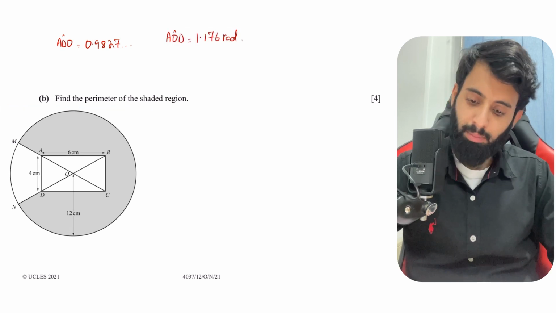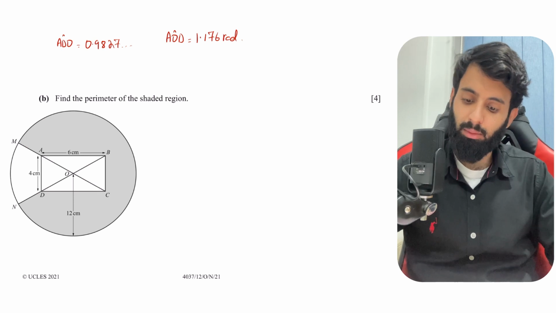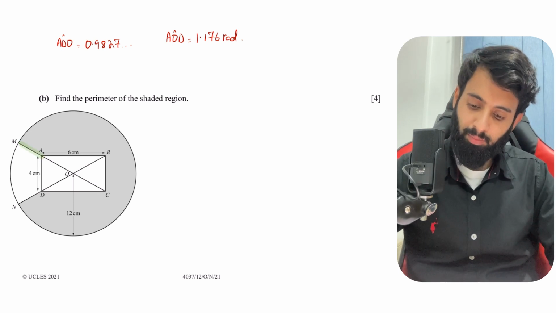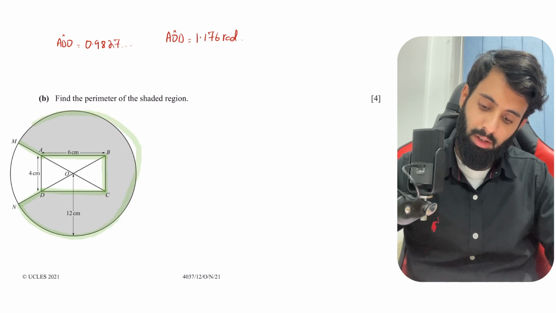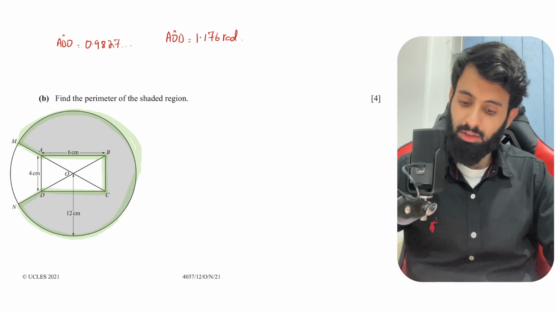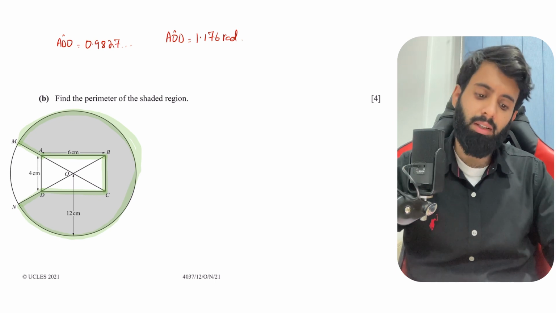Now, perimeter of the shaded region means let's first identify all the lengths that we require in order to find the perimeter of the shaded region. So starting from AM, then AB, then BC, then CD, then DM, and then finally the arc length. Excuse my horrible shading, please. So these are the 1, 2, 3, 4, 5, 6 lengths that we want.